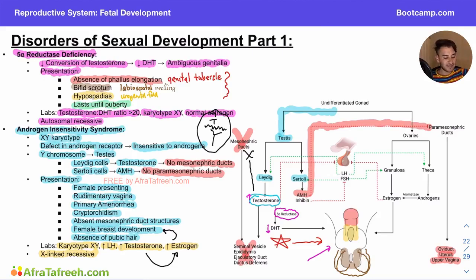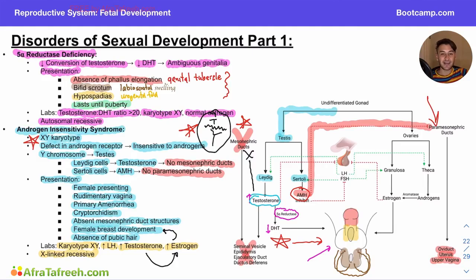Moving on to androgen insensitivity syndrome, remember, we are also going to have an XY karyotype here. It's all about a defective receptor and its inability to sense testosterone. This is going to lead to failure of maintenance of the mesonephric ducts. However, we still have all the normal structures of the testes, so our production of AMH is going to lead to regression of the paramesonephric ducts and all the associated structures. This is going to lead to things like primary amenorrhea as well as a rudimentary vagina.